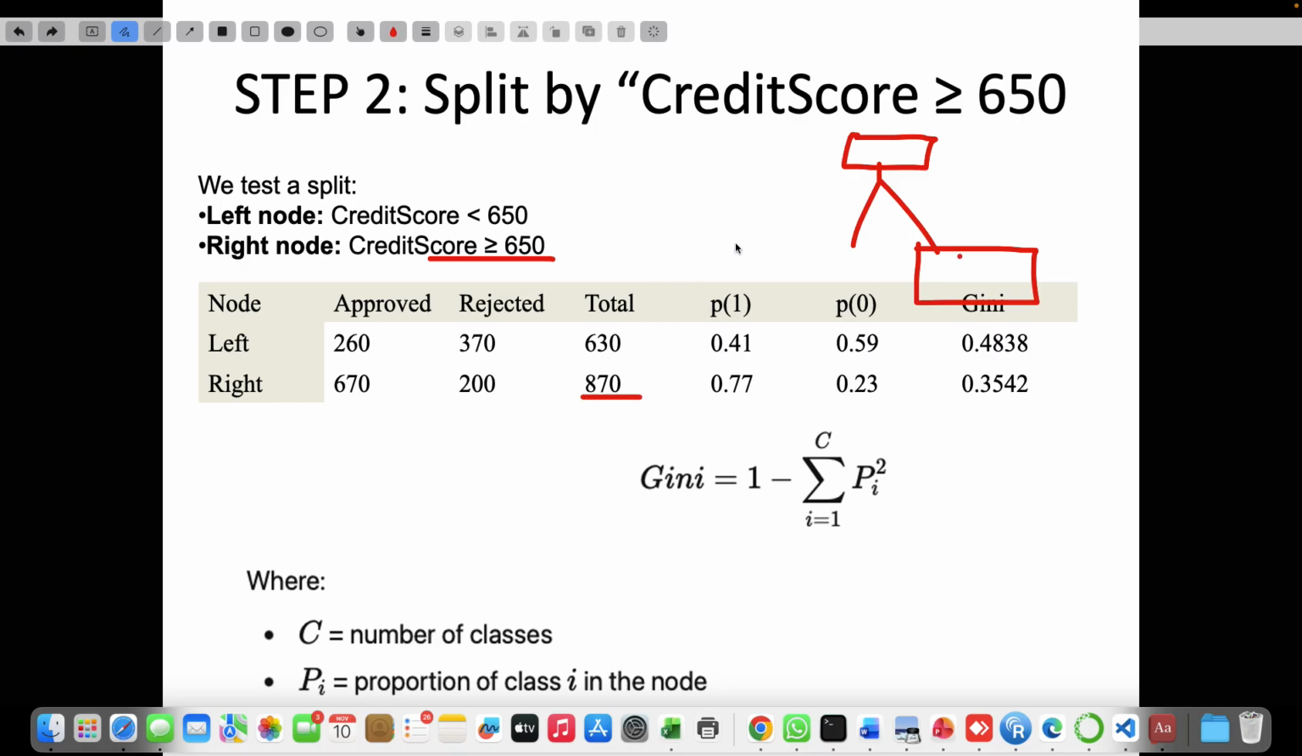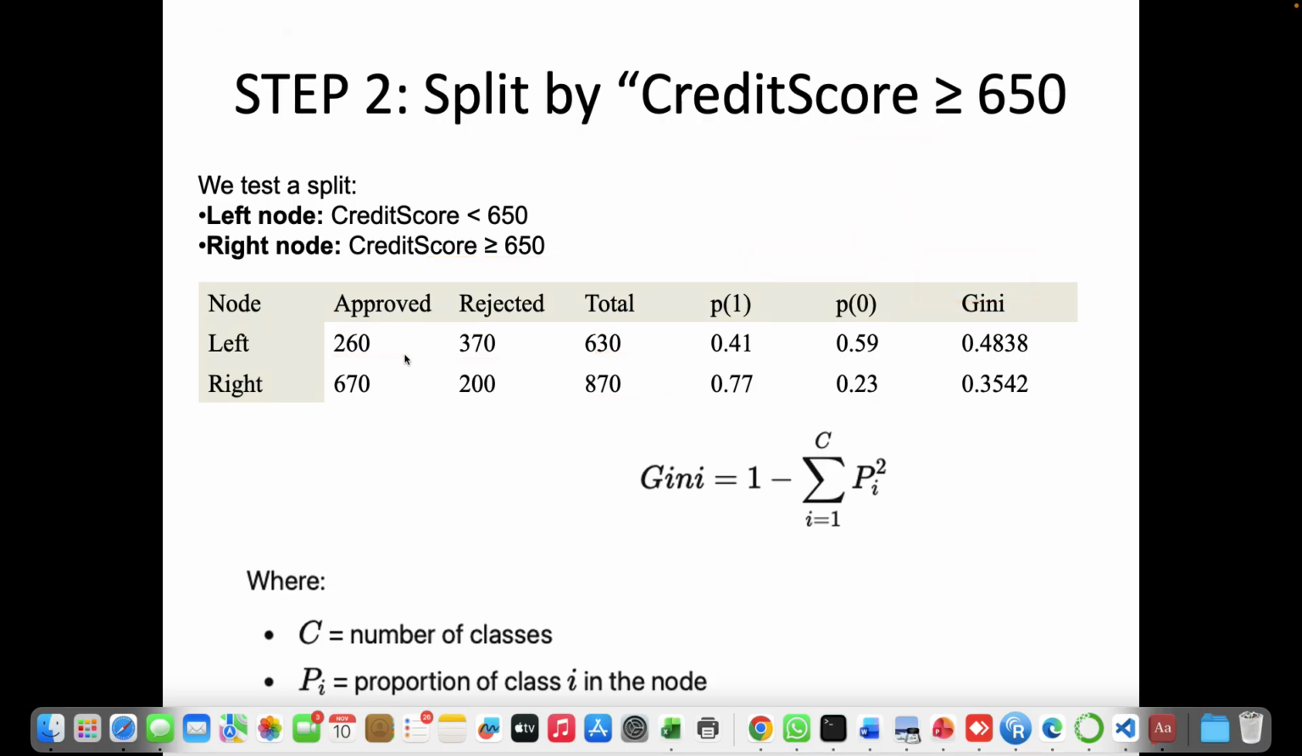870. And on the left, how many are there? 630. So out of those 870 on the right, how many are rejected? 200. And how many are approved? 670. We still have a mixed class there, isn't it? Then it means that we need to first calculate the Gini and then move to the next leaf, and we keep doing that until we reach 0.